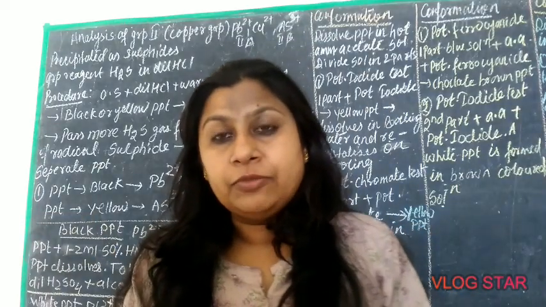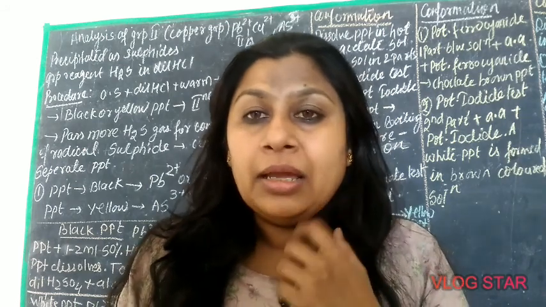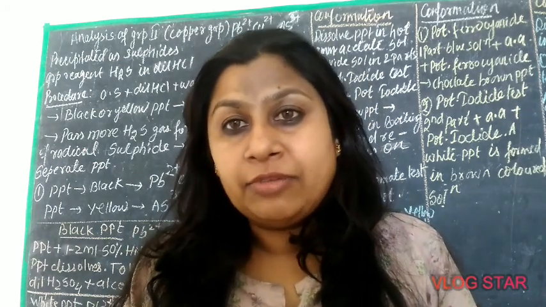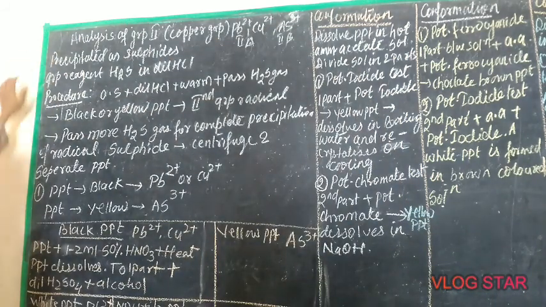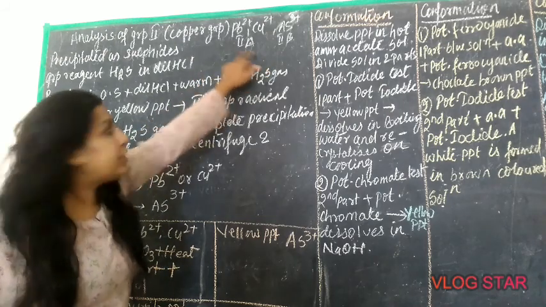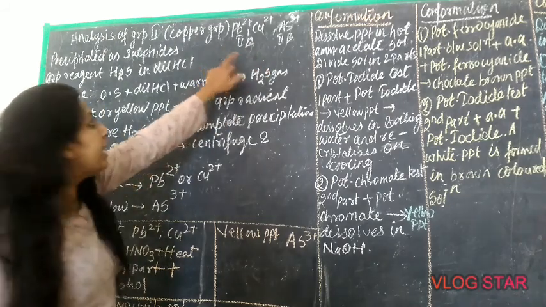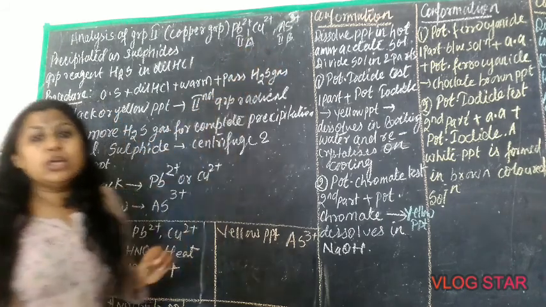Now children, after the first group confirmation, they'll proceed. Now if you don't get any result in the first group, then you'll proceed to the second group. The second group analysis, that is analysis of group 2. It is also known as copper group. The radicals are Pb2+ and Cu2+ in the 2A group and As3+, that is arsenic, radical in the 2B group.